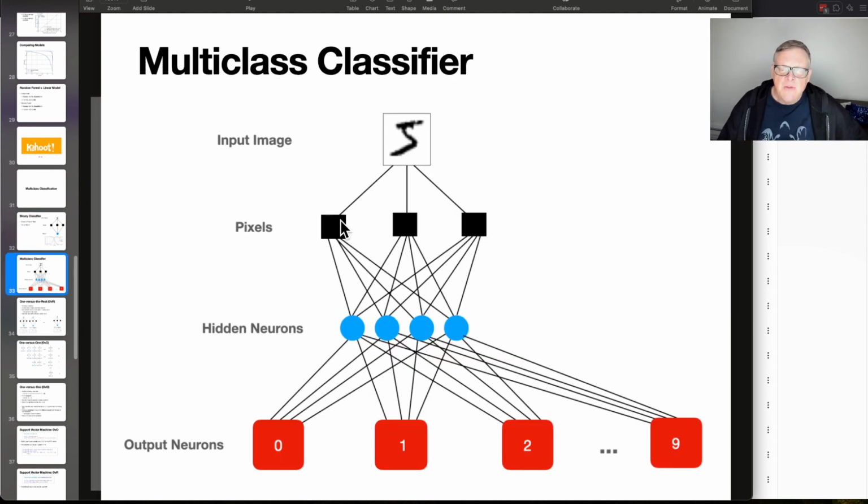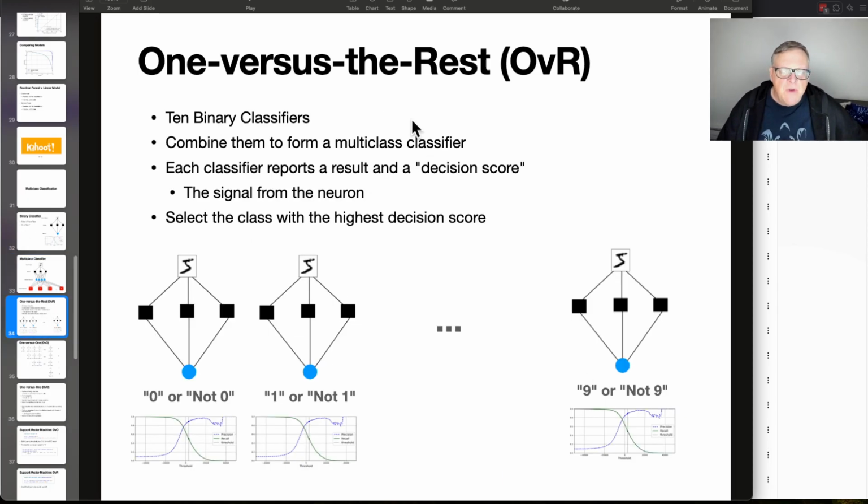We'd rather have this where you feed in the data, then you might have a layer of hidden neurons, and then you're going to sort it into 10 output neurons and have the probability of being each of these 10 options. So one way to do it is to make a 1 versus the rest. You take 10 binary classifiers, 0 or not 0, 1 or not 1, up to 9 or not 9, and then you combine these and select the class with the highest decision score. So you take the chance that it's 0, the chance that it's 1, the chance that it's 9, and pick the one with the highest signal of true, and you call that the output. That's one way to do it.